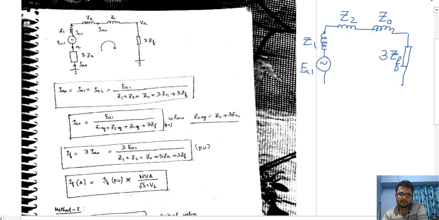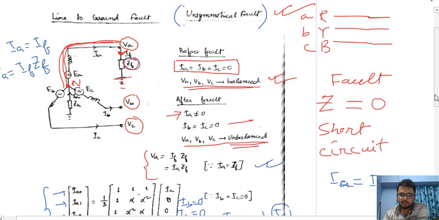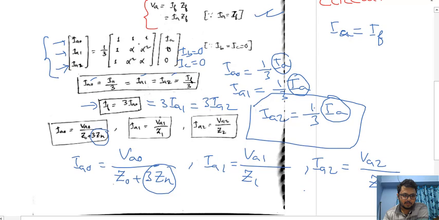Now see this part, from here to here. This is what current is flowing. IA1 current is flowing, isn't it? And what other current is flowing? Let us see the diagram. IA0 equals VA0 by Z0 plus 3Zn, IA1 equals VA1 by Z1, IA2 equals VA2 by Z2.